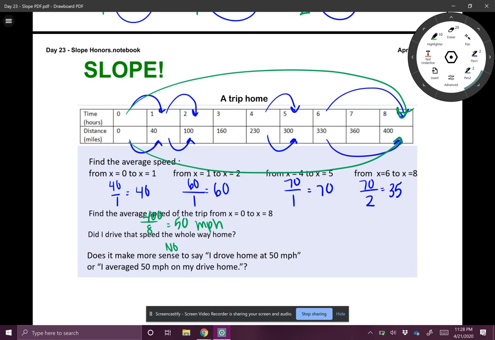So knowing that, which sentence makes a little more sense to say? Does it make more sense to say I drove home at 50 miles per hour? Or does it make sense that I averaged 50 miles per hour on my drive home? The answer is that I averaged 50 miles per hour on my drive home. This is an average because we're finding an average rate of change for the entire trip, 0 to 8 hours. We found individual averages from different sections of hours, but if we average all of those together, we would get 50 miles per hour.